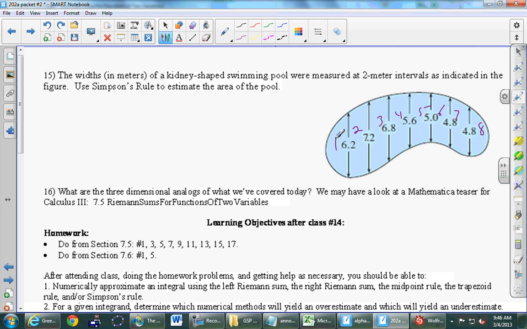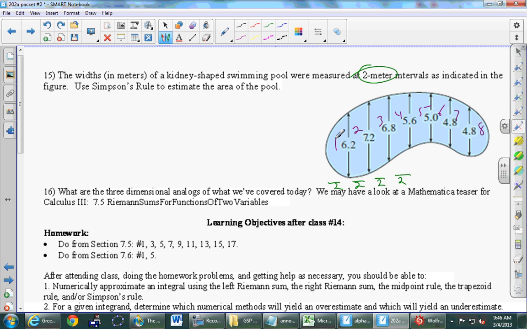So let's just look at the rectangles to start. Suppose that we wanted to do right rectangles. That is to say, we're always going to pick the right-hand number in the picture for the height of the rectangle. So first, how much is the width of each of these rectangles? Each of them is a 2. The width is 2 for all of them.